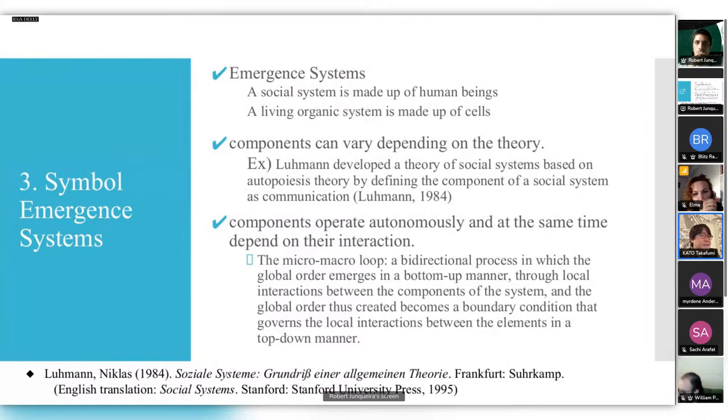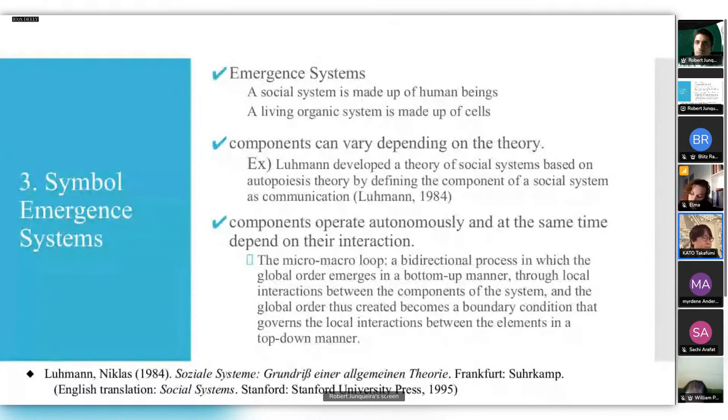In many vital systems in nature, the components operate autonomously and at the same time depend on their interaction. For example, living organisms are made up of the activities and interactions of cells, and the company organization of humans is made up of individual people making decisions and interacting with each other.